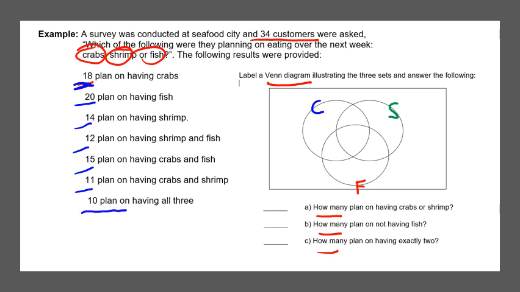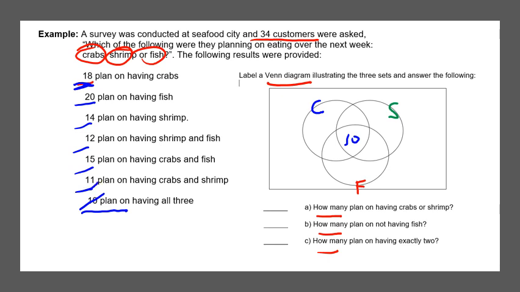But the last number here, and it just happens to be at the end, may or may not be that way. 10 plan on having all 3. If you're going to have all 3, you have to stand right here. That's where you got to be. So I've taken into account where the 10 belong. Now I'll start looking backwards.